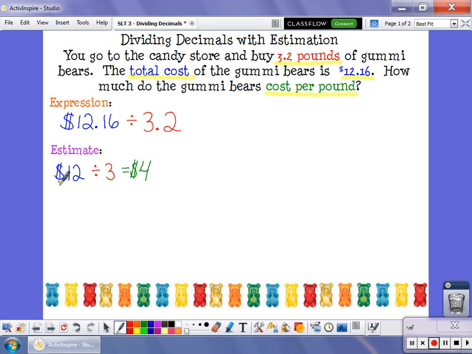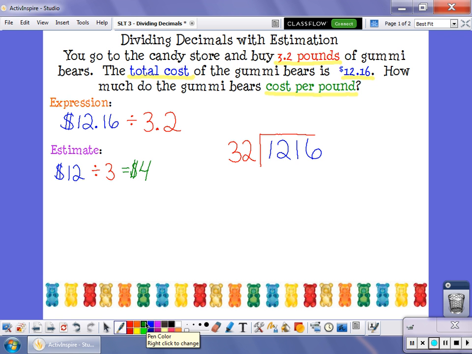Now, to use long division, what we're going to do is set up our problem. And I'm going to pretend that I don't have any decimals in this problem. So my $12.16, I'm going to write it as if it's a whole number. And then my 3 2/10 pounds, again, I'm going to write it without the decimal point. We're not going to worry about the decimal point until we get to the very end when we need to put it in our answer.